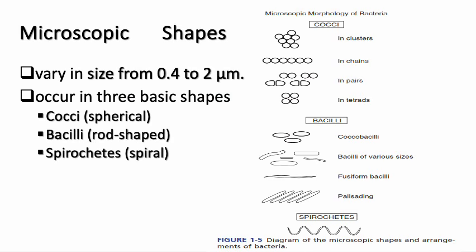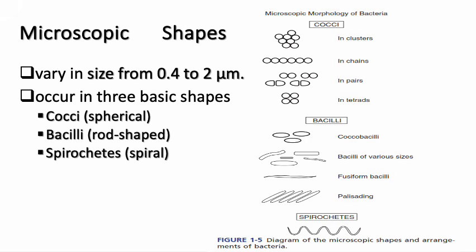Okay, let's now discuss the commonly encountered shapes of bacteria microscopically. Please take note that bacteria vary in size, from 0.4 to 2 micrometers. Different bacteria exhibit different shapes depending on the species. Some appear as spherical, which we call cocci bacteria. Some are elongated rod shapes, and these are called bacilli. Those that exhibit spiral patterns are called spirochetes.